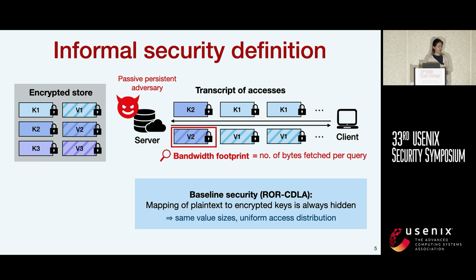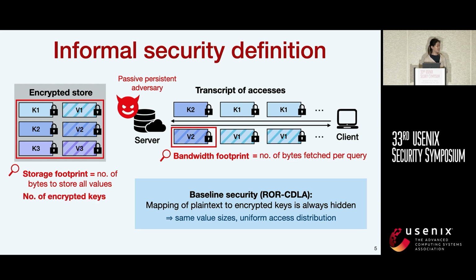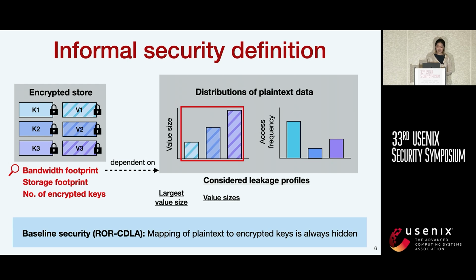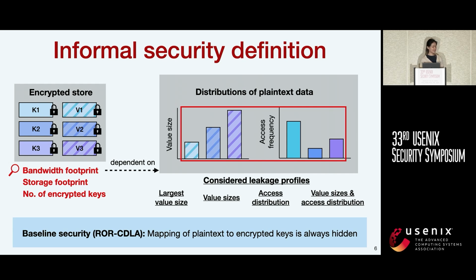Even while fulfilling this requirement, the adversary can still observe metrics like bandwidth footprint, which is the number of bytes fetched per query, storage footprint, the number of bytes needed to store all values, and the number of keys in the encrypted store. These metrics can depend on underlying distributions of the plain text data, which we capture in the following leakage profiles: the largest value size, the value sizes before encryption, the access distribution, or a combination of the two. Given this leakage, the adversary still cannot map plain text to encrypted keys, since it only sees encrypted values of the same size with a uniform access distribution.